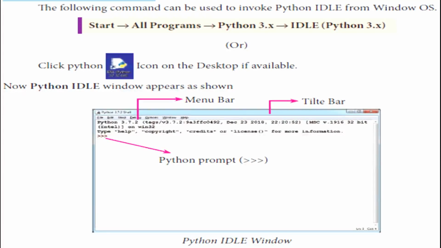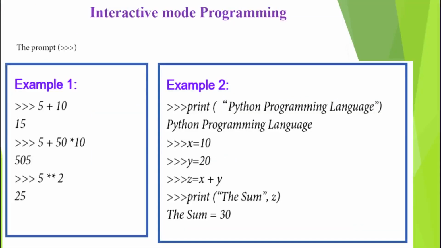Now let us try a simple calculator by using simple mathematical expressions. This is the command prompt. Here simply type in the command prompt some values. 5 plus 10 immediately produces 15. Similarly 5 plus 50 into 10 gives 505. In this case 50 into 10 is 500, plus 5 is 505. So the hierarchy of operations is involved here.